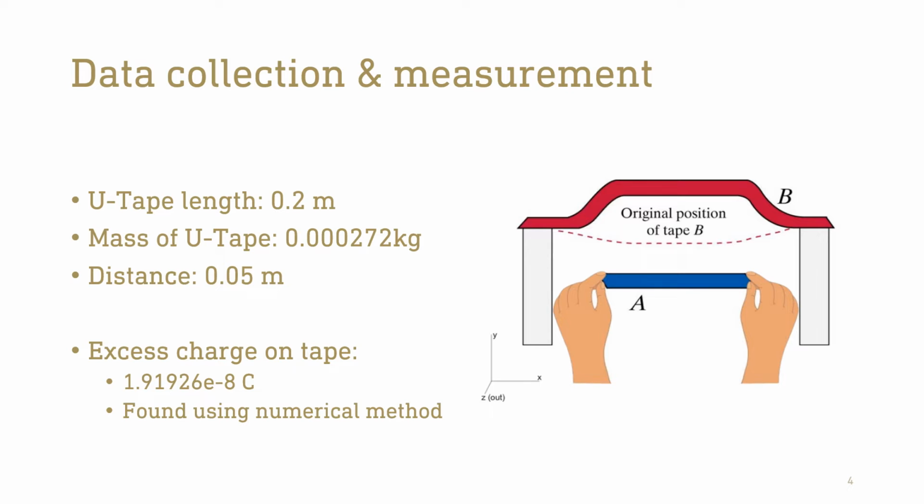This measurement was repeated 3 times to reduce random error sources. The excess charge on the tape was computed numerically using GlowScript, which came out to be 1.92 times 10 to the negative 8 coulombs.